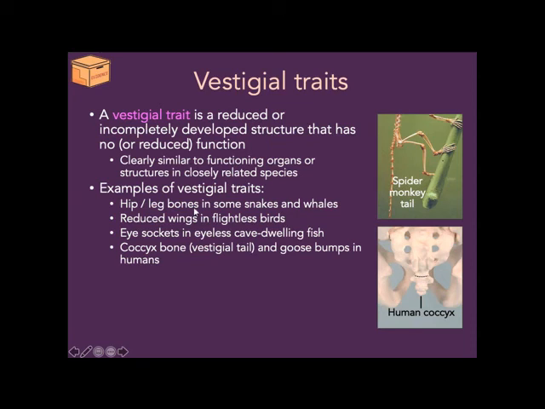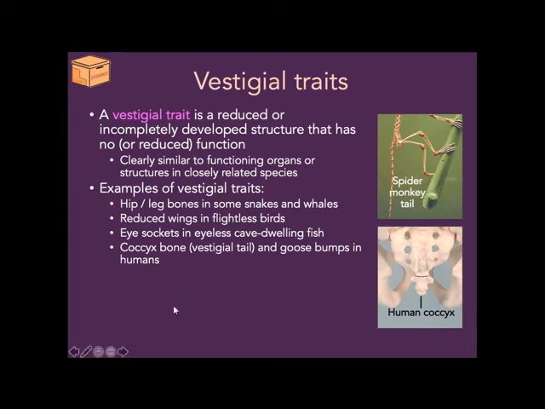One of them is that if you look at a snake or a whale, they have little tiny nubbins of hip and leg bones. They don't use those for walking, but those are leftover bits from the ancestor of the snake and the ancestor of the whale that was a walking animal. So the little nubbin is a vestigial leg, or a vestigial hip. Flightless birds still have wings, but they're just reduced. If you look at something like an ostrich, they still got little flappy wings. They don't fly with them, but they still exist.